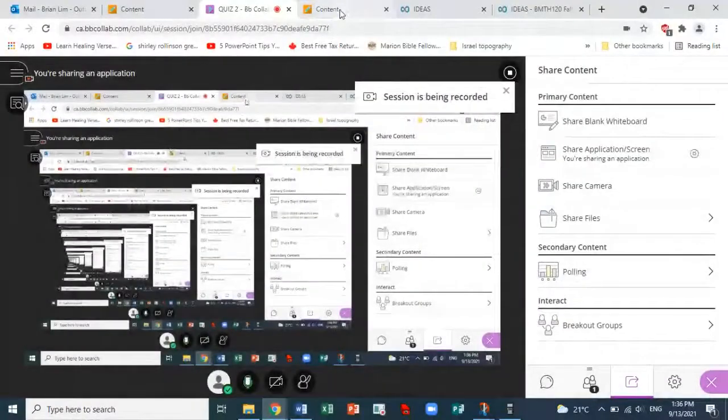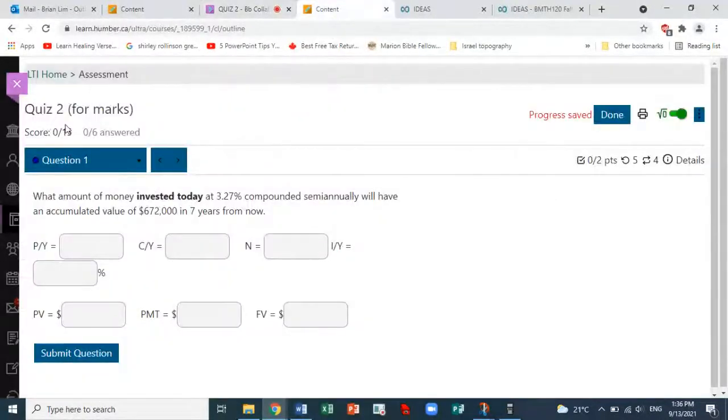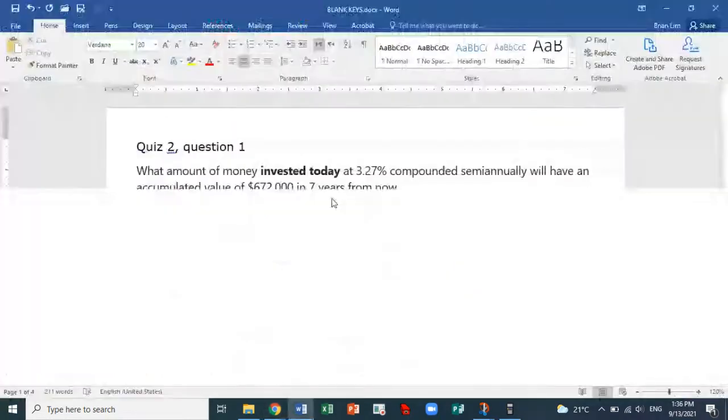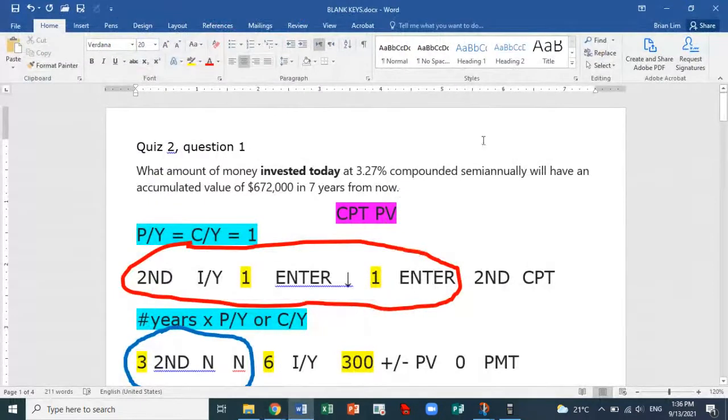Okay, this is quiz 2, question 1. What amount of money invested today at 3.27% compounded semi-annually will have an accumulated value of $672,000 in 7 years from now? I copied that into Word, and here it is.